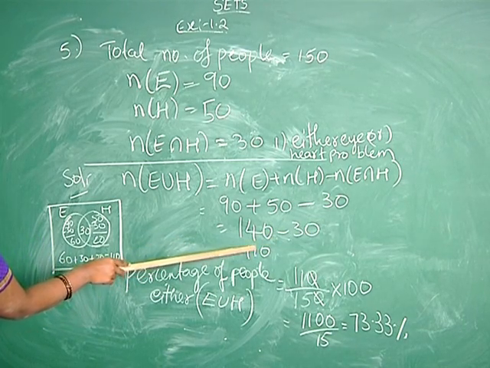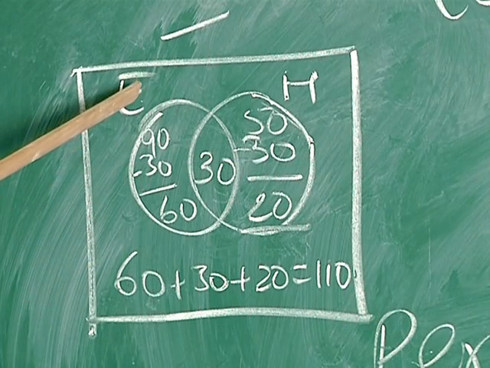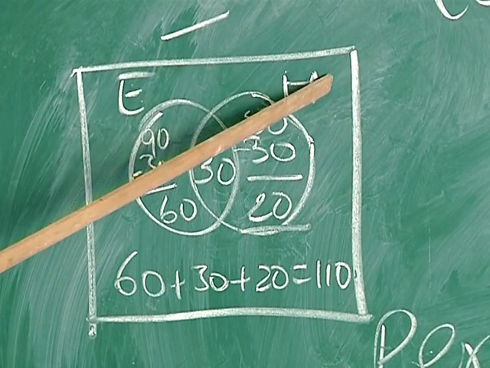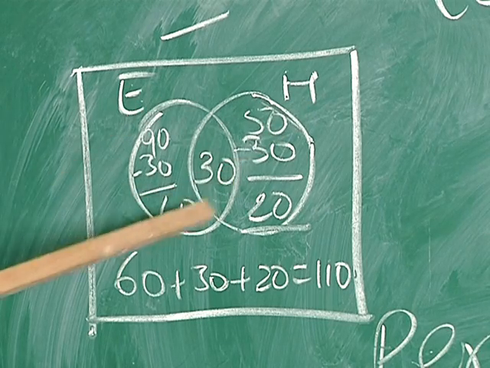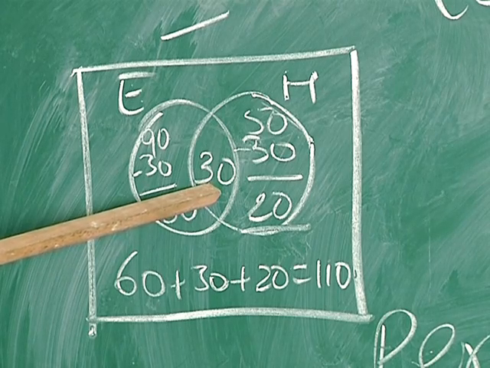Now let us check whether we will get this value through a Venn diagram. Now see, here we have two sets, E for eye, H for heart. The number of people having both problems is 30, so we need to write it in the intersection region.